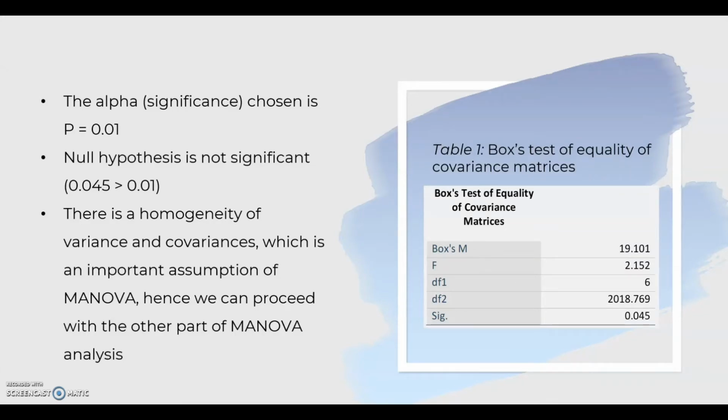So the first test we did is the Box's test of equality of the covariance and variance matrices, which is a null hypothesis that tests whether the variance and covariance matrices are equal to each other. The significance result is 0.045, which is above our 0.01. Hence, the null hypothesis is not rejected, which means that the variance and covariance matrices are equal to each other, which means that our MANOVA assumption is valid.